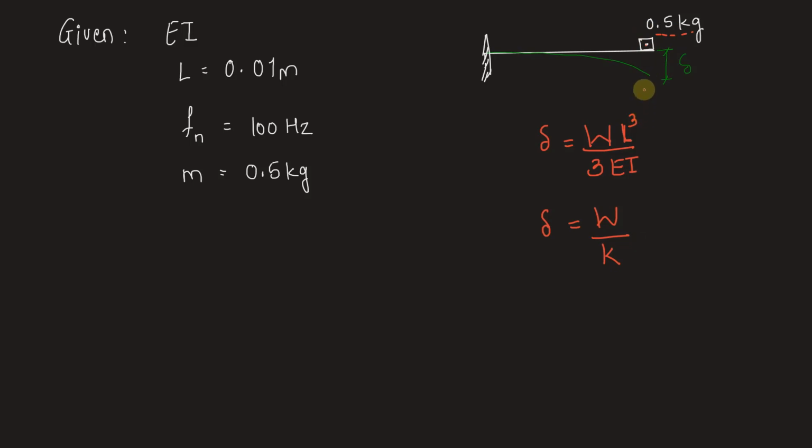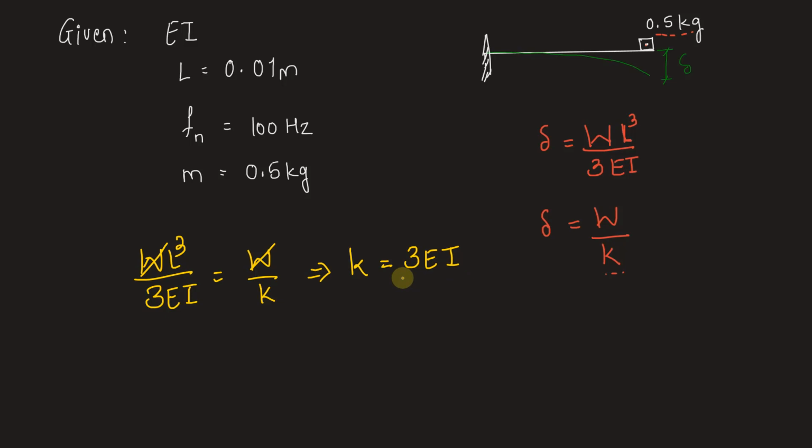Now when this mass vibrates, there is some stiffness which is going to produce a restoring force that will bring back the mass. That stiffness is K and the weight that is causing the deflection is W. So we can equate the deflection calculated from these two methods. We have WL cube by 3EI is equal to W upon K. W getting cancelled, we get the K value, which is the equivalent stiffness, as 3EI upon L cube. From here we can calculate EI. Let's rearrange and write EI will be equal to KL cube by 3.